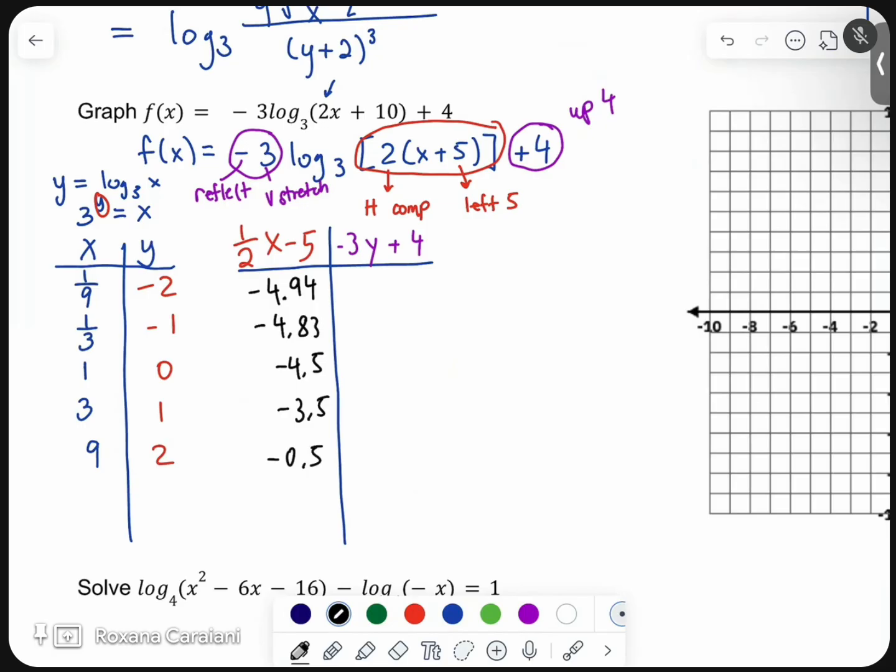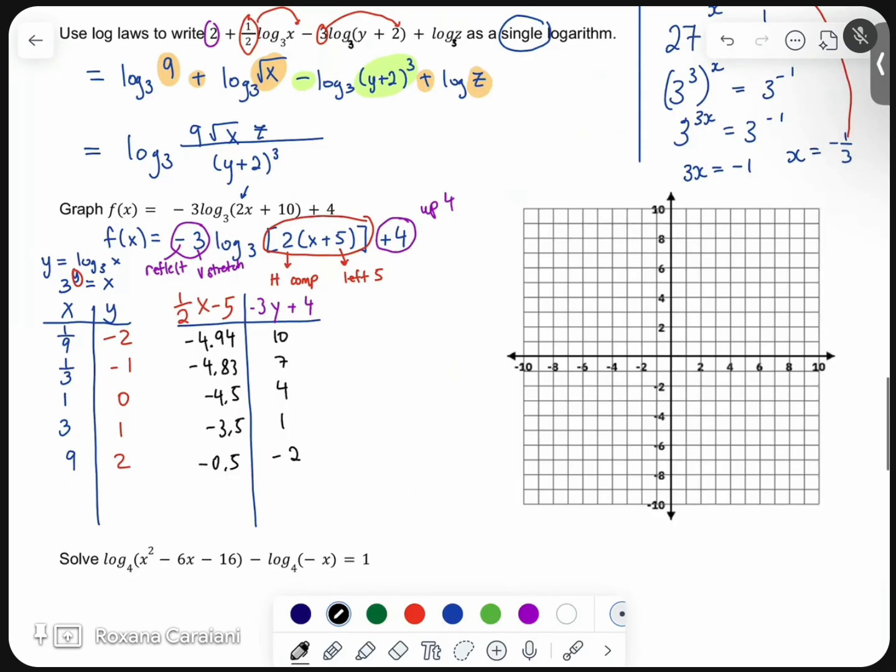Now I'll take all of my y's and put them through the rule. Negative 3 times negative 2 plus 4 is 10. Negative 3 times negative 1 plus 4 is 7. Negative 3 times 0 plus 4 is 4. Negative 3 plus 4 is 1. Negative 3 times 2 plus 4 is negative 2. And now I'll go ahead and plot these points.